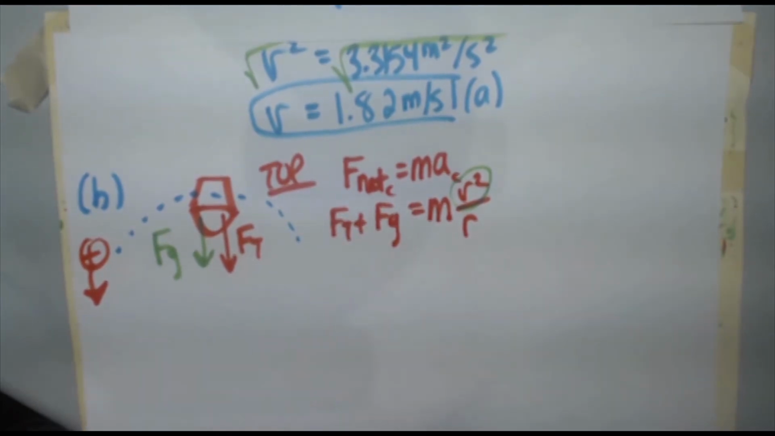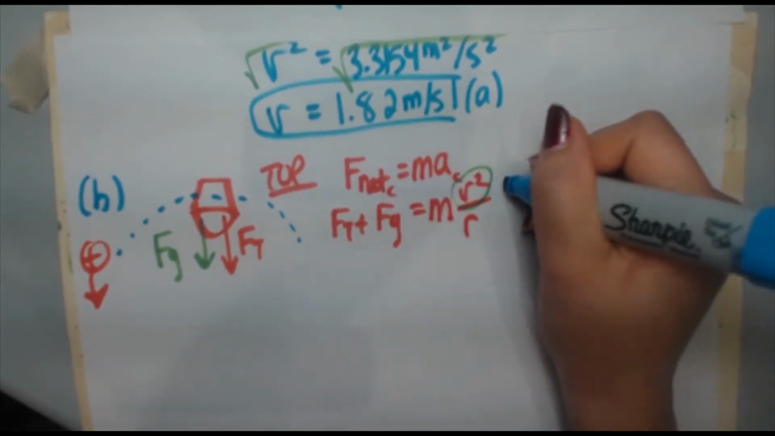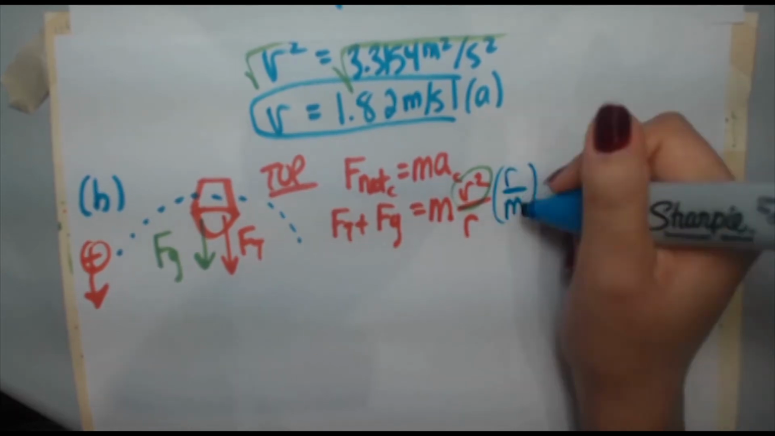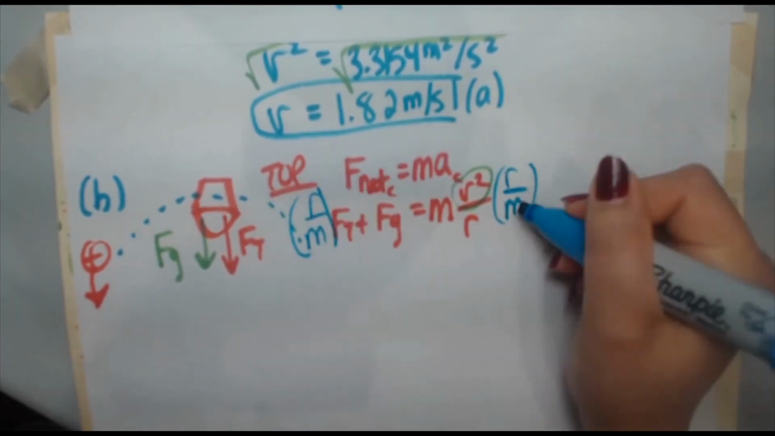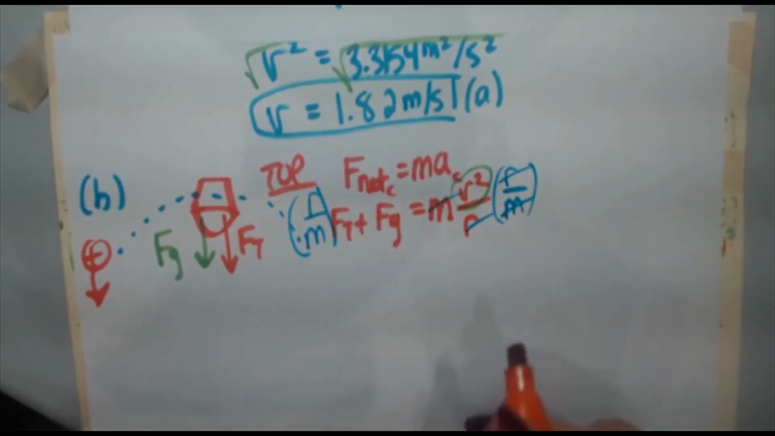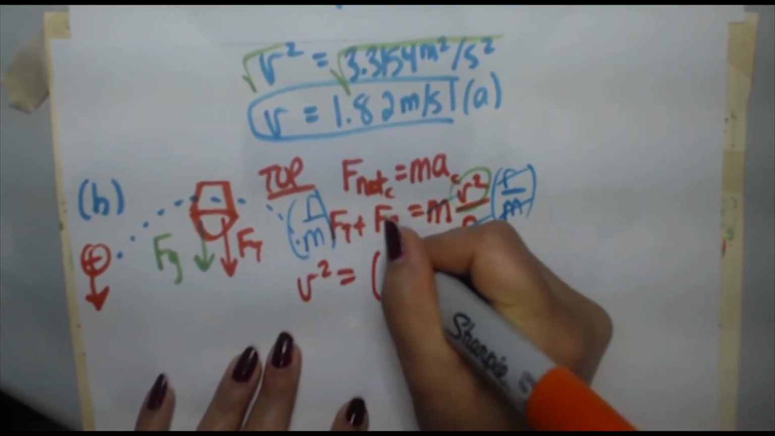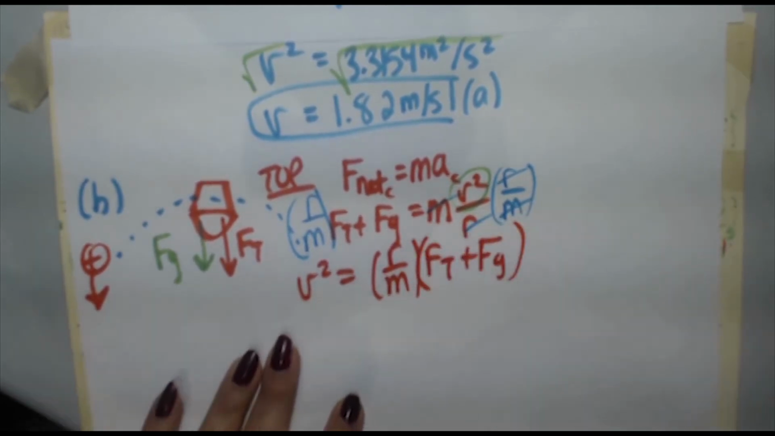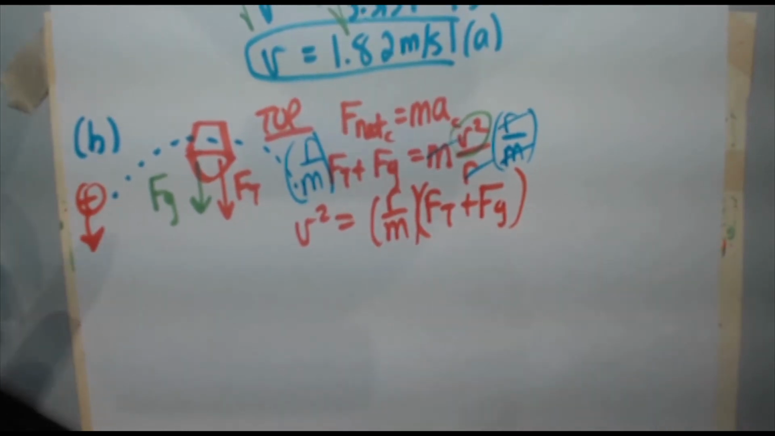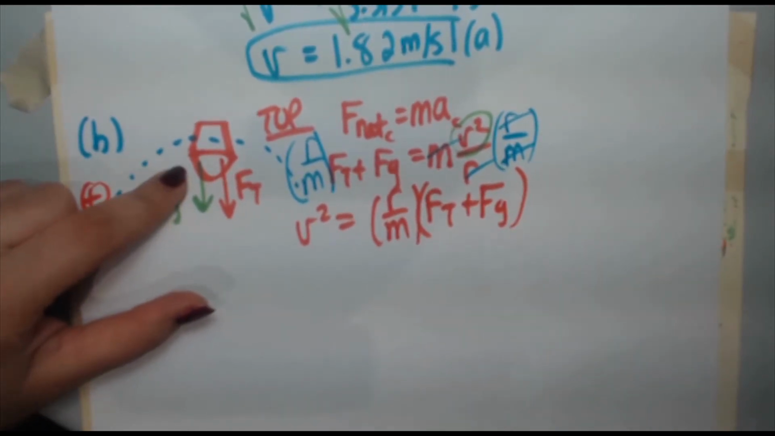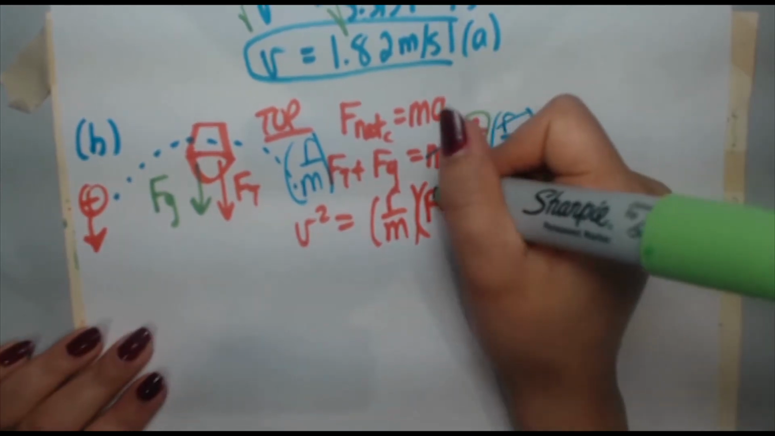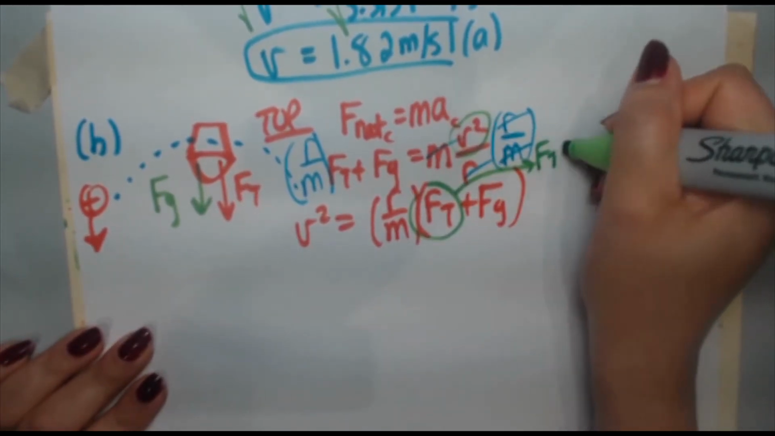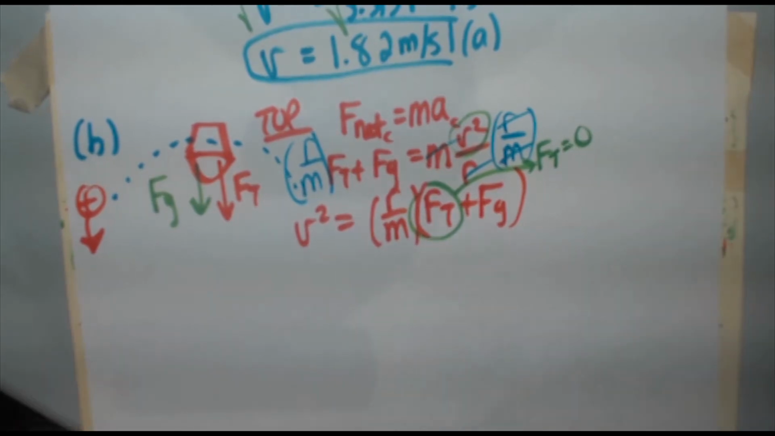Okay, so we need to get v squared by itself. Same procedure as before. To get m and r out of the way, we're going to multiply by r over m, because that cancels the r, cancels the m. So you end up with v squared equals r over m times (Ft plus Fg). Now, like I mentioned, at the top of that circle, your tension force goes to 0. At that instant that the tension force becomes 0, that's the point where the rope just does not go slack. And that's what we're going to be using to find our speed.